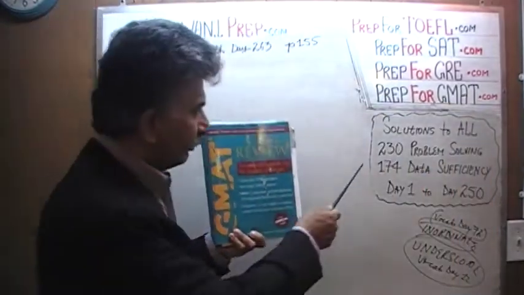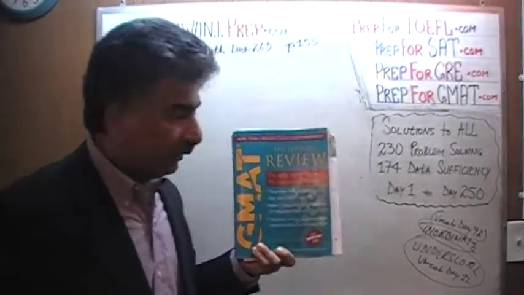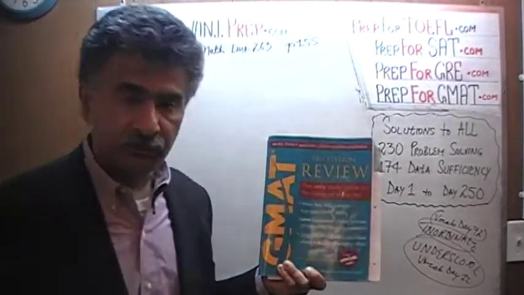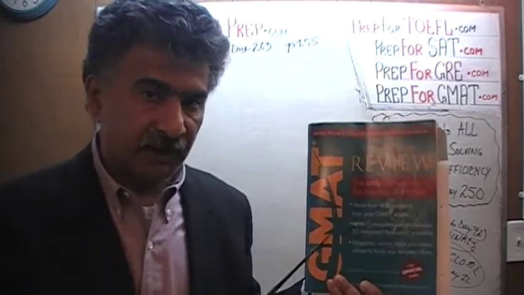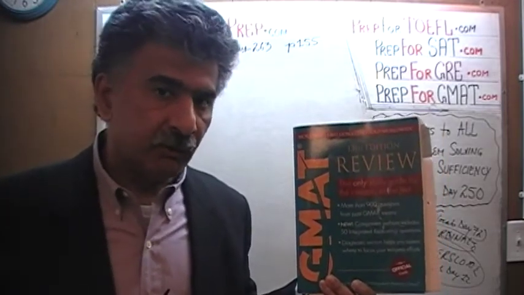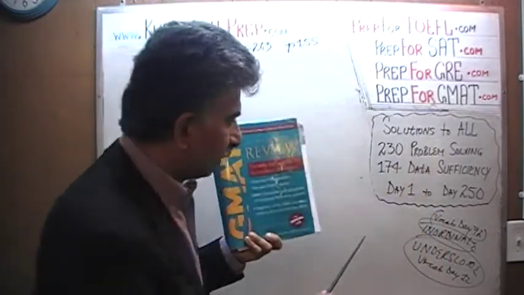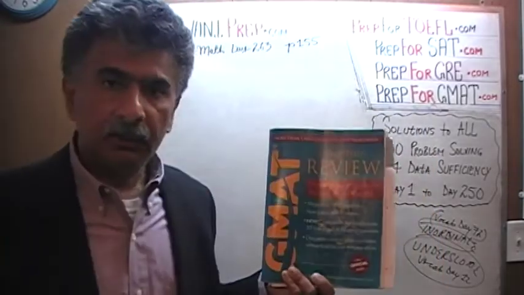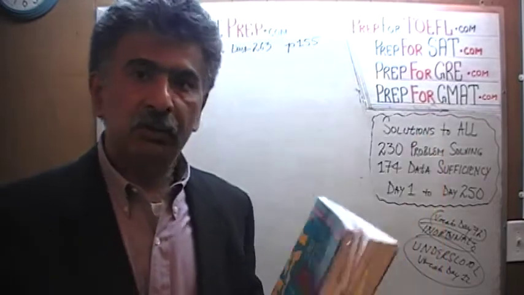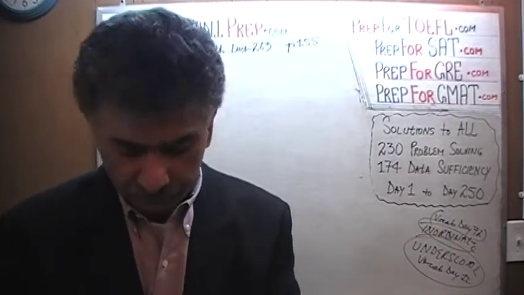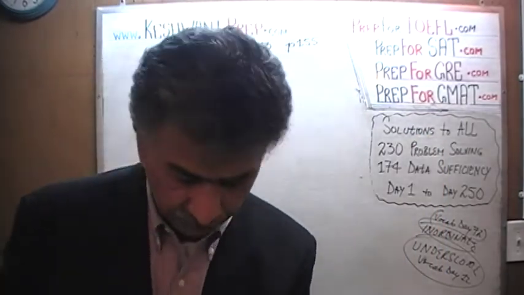This book contains 230 problem-solving questions. It has 174 data sufficiency questions. We have already solved every single math problem from this book. If you're interested in watching the original solutions to the problems, you will find the original solutions from day number 1 through 250. Right now we are in the middle of redoing the problem, resolving the problem, and we are on page number 155. Let's take a look at it.